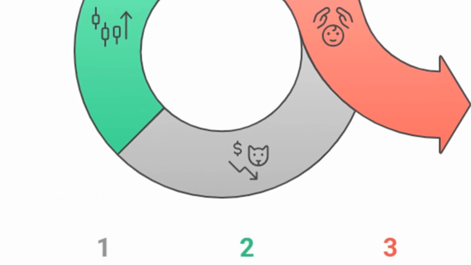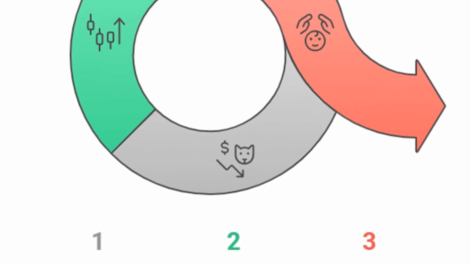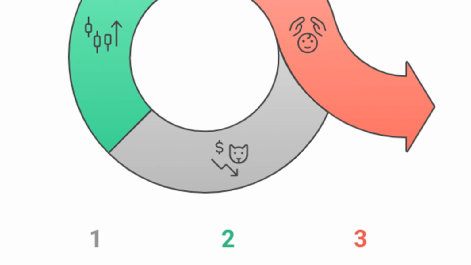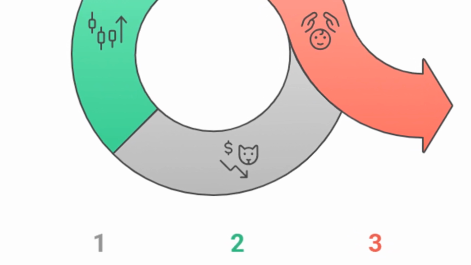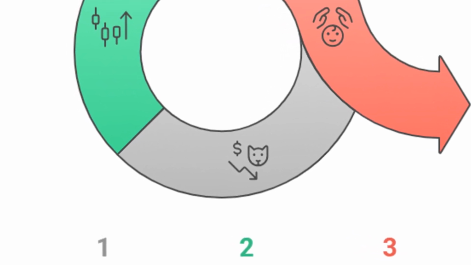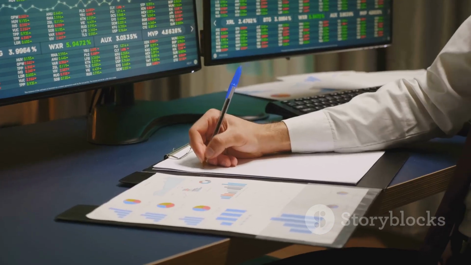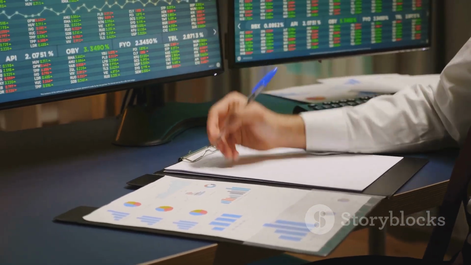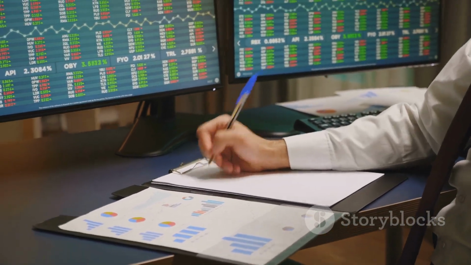Losing trades are part of the process. Accept losses and move on to the next setup. Fear and greed often cause traders to exit too early or hold too long. Trust the plan instead. Keeping a trading journal helps traders learn from their mistakes and improve decision-making over time.